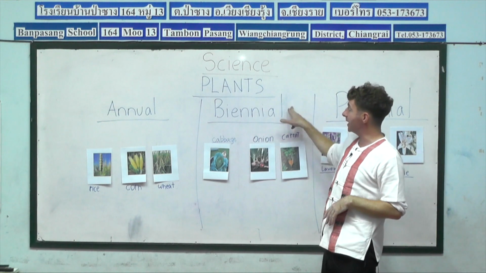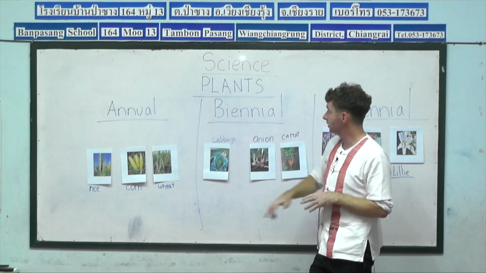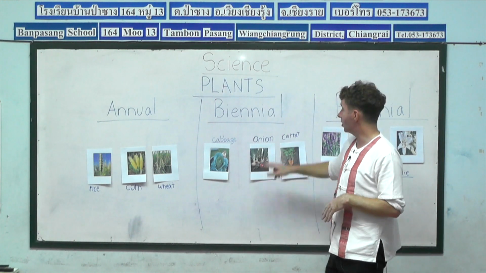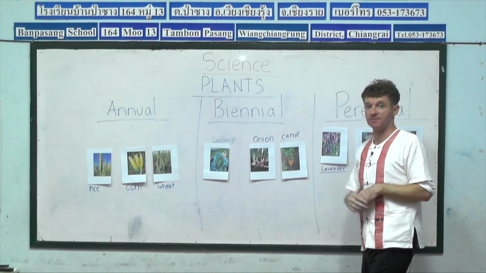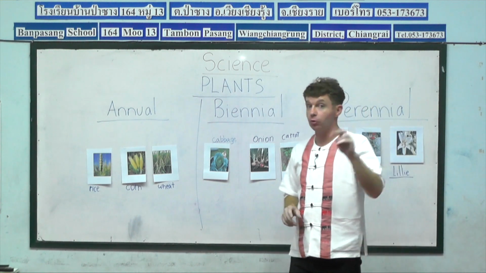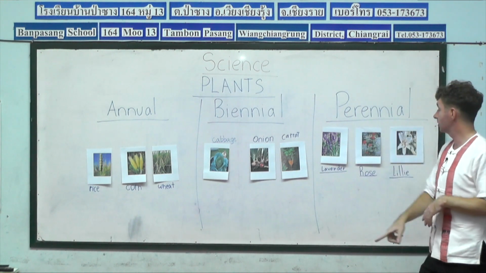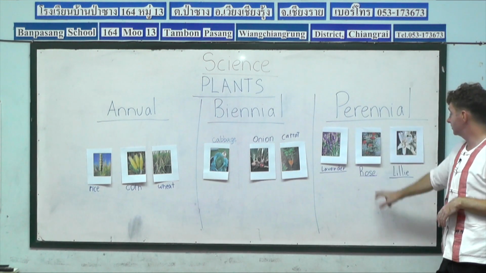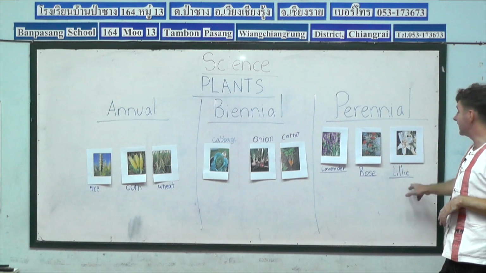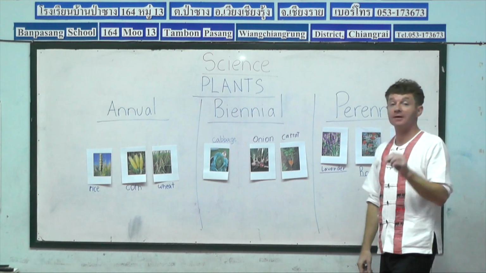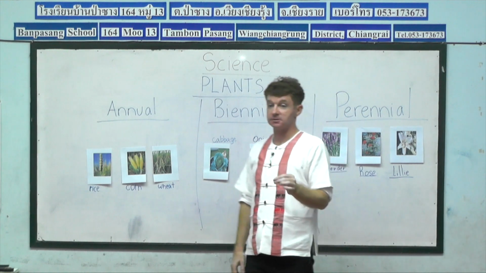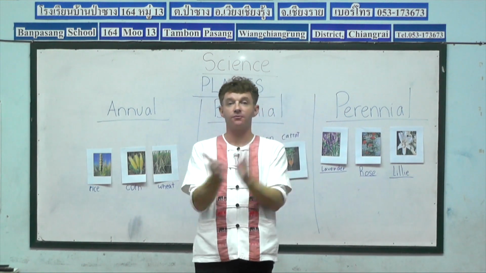And then biennial plants, cabbage, onion, carrot. They will live for 2 years. And then perennial plants, lavender, rose, lily, will all live for more than 2 years. And guys, that was excellent. Very well done.